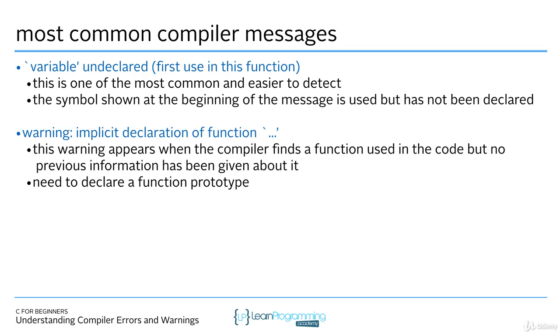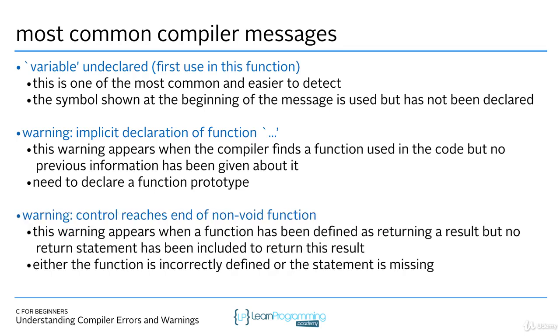A warning, implicit declaration of function. This is related to function declarations. It's when you're trying to call a function, but the function doesn't have any declaration associated with it. You didn't include the header or you didn't declare it. So it doesn't know where it is, and it doesn't know how the function is declared. It doesn't know the arguments. It doesn't know the return value. It has no information about the function itself. To solve this, always declare a function prototype at the top.